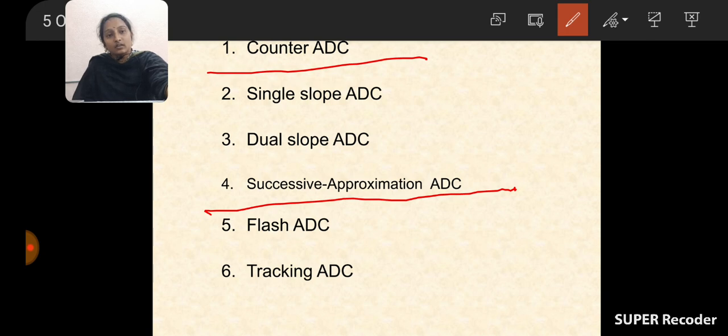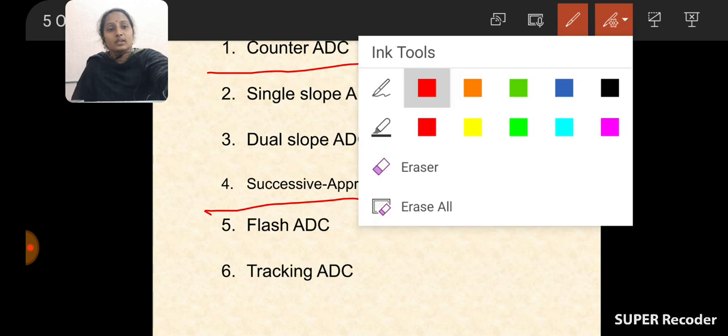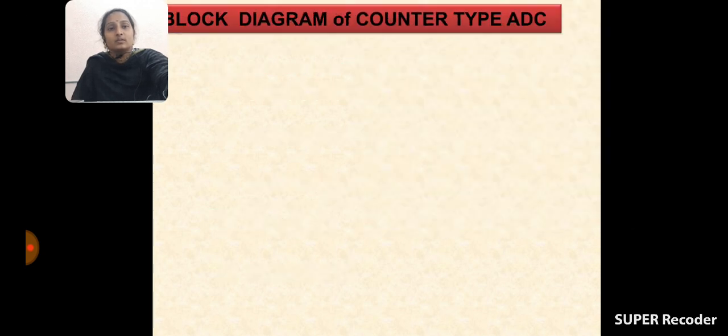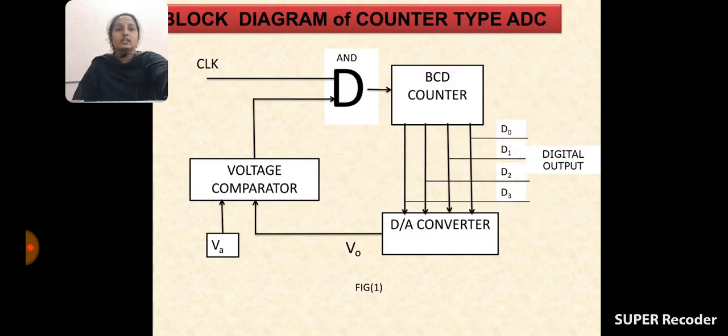What are the two? Counter type A to D converter and successive approximation type A to D converter. Is it clear? So now first I would like to explain to you about the counter type A to D converter. See, this is the block diagram of the A to D converter. Listen carefully, I will explain the construction and operation with the help of the diagram only. After explaining it with the diagram, you can see the slides.